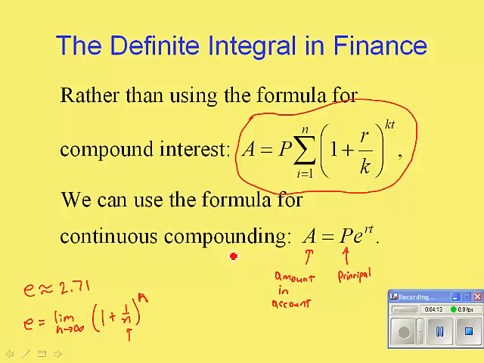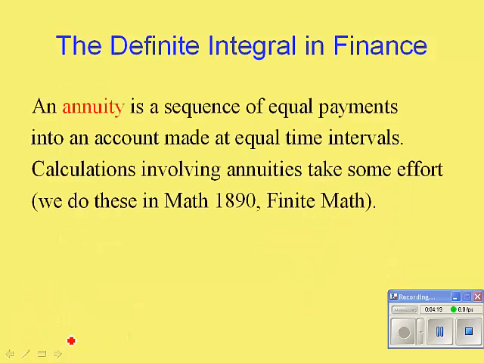Okay. The point is that we're going to use this instead. It's so much easier. What's it easier for? Well, let me show you. So we mentioned last time an annuity, right? And when you work with annuities, I said it takes some effort. Now let me show you why.